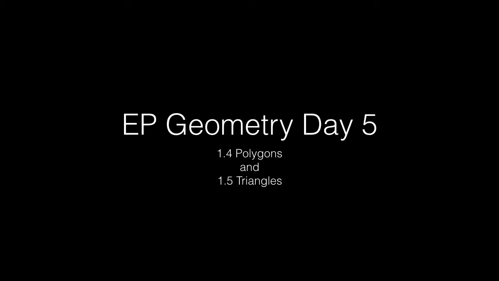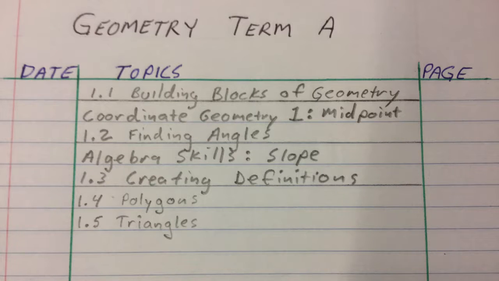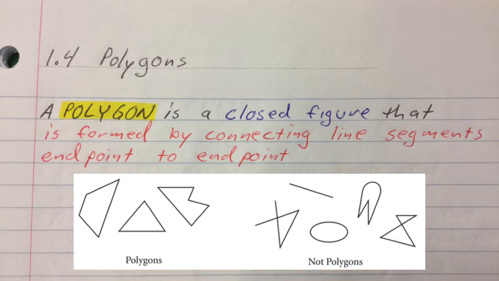All right, let's take a look at notes for day 5. We have section 1.4, polygons, and section 1.5, triangles. We're going to start off with section 1.4, polygons. So definition: a polygon is a closed figure that is formed by connecting line segments endpoint to endpoint.